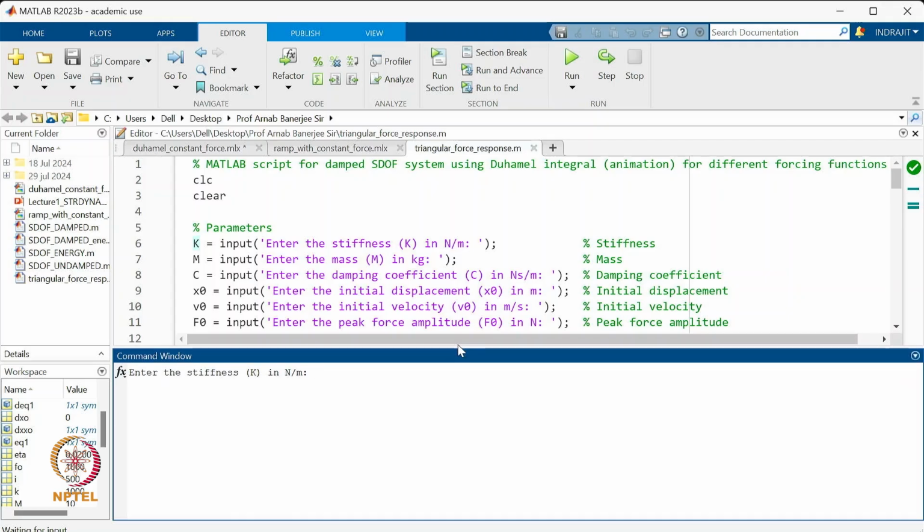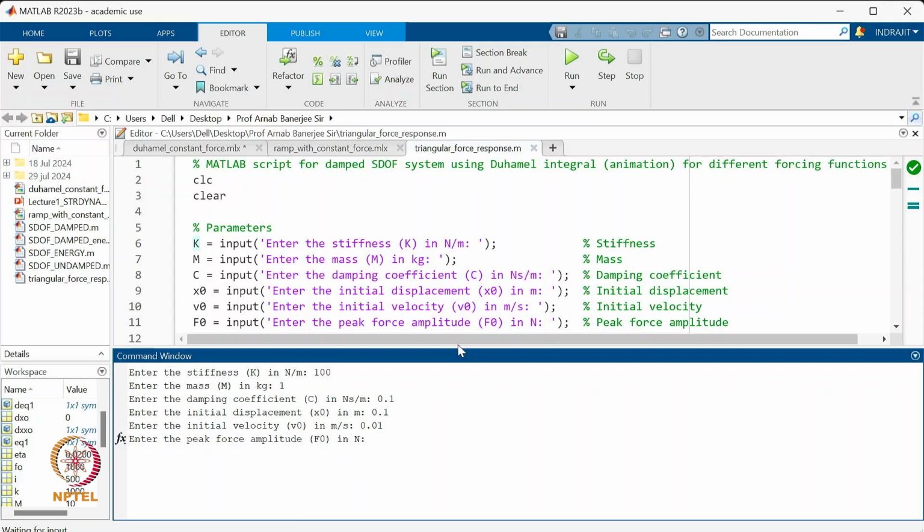Triangular one you have to do. Okay, so enter the stiffness, let's assume 100, mass in kg maybe 1, damping coefficient 0.1, initial displacement maybe 0.1, velocity maybe 0.1, peak force amplitude 10.